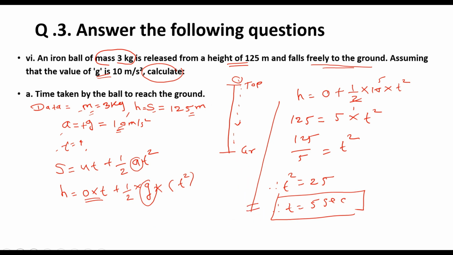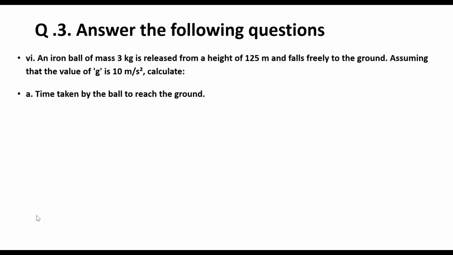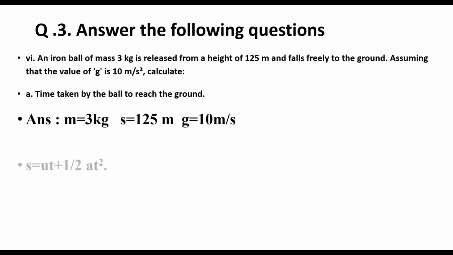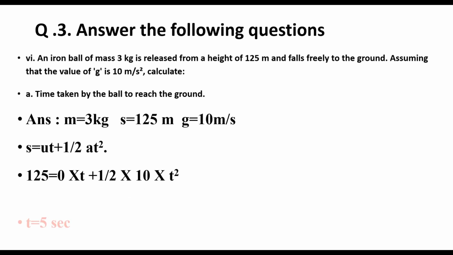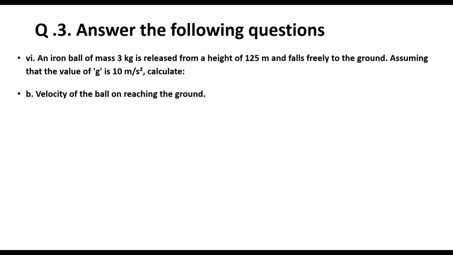So this way you can calculate the answer of this particular question, and this can be written as using this, and the final answer is written here, t is equal to 5 seconds. This is part A that is asked. Again the second part is asked here, calculate the velocity.